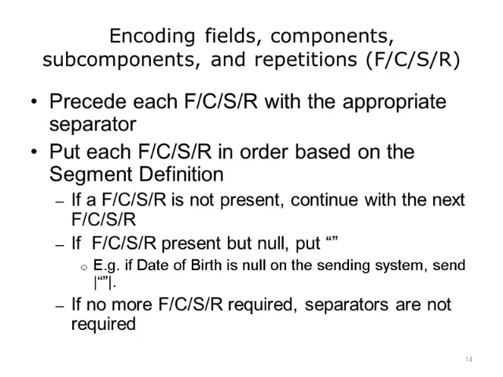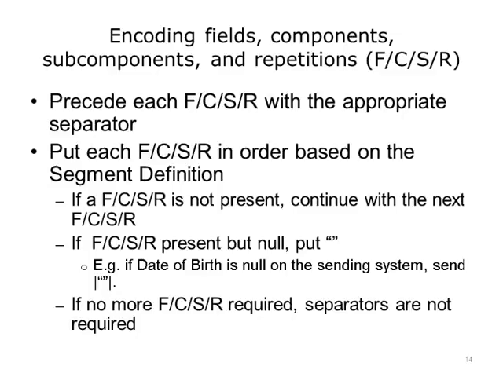HL7 has special encoding rules which the sender follows to encode a message in the HL7 V2 message format for transmission. The sending system follows the format of the message definition as it creates the message. For each segment, it follows the order of fields in the corresponding segment definition. The sending system puts each field, component, subcomponent, and repetition in order based on the segment definition. If it finds that a field, component, subcomponent, or repetition is not present, it skips it and continues with the next one.